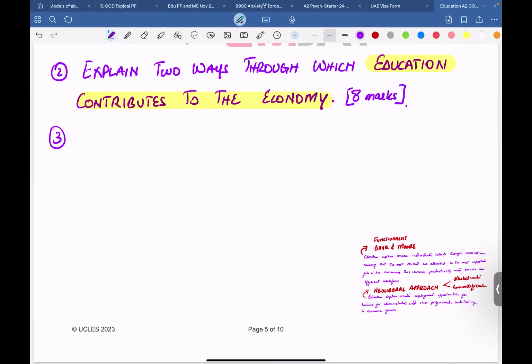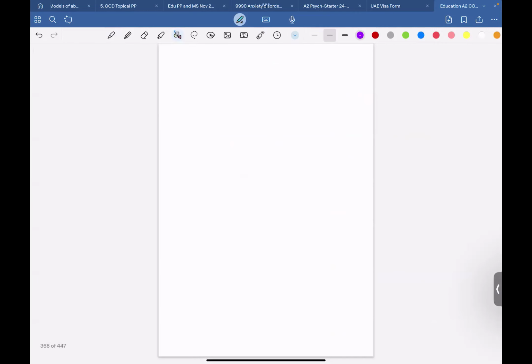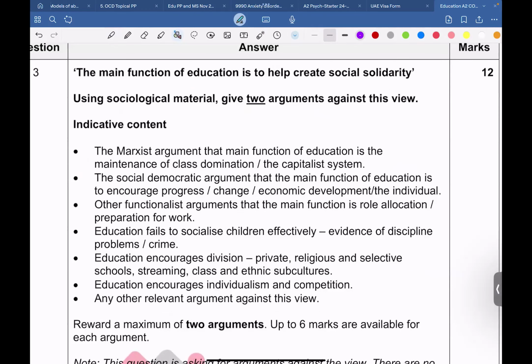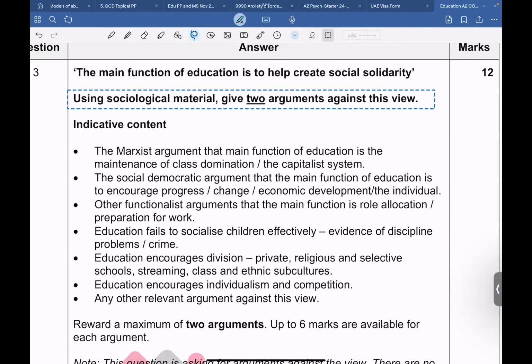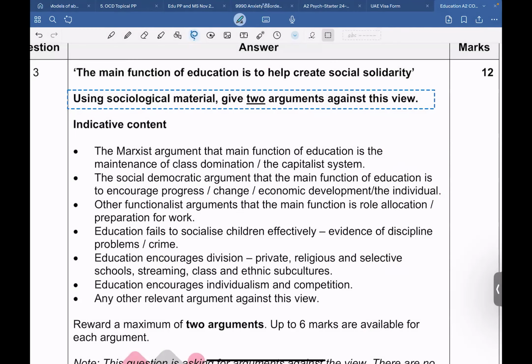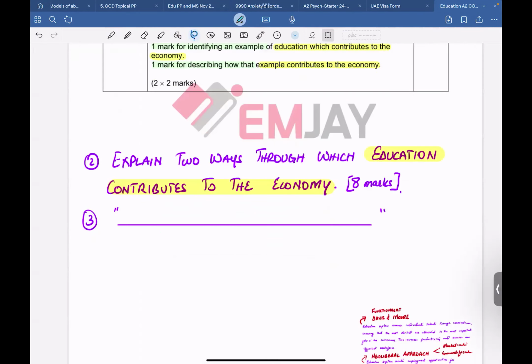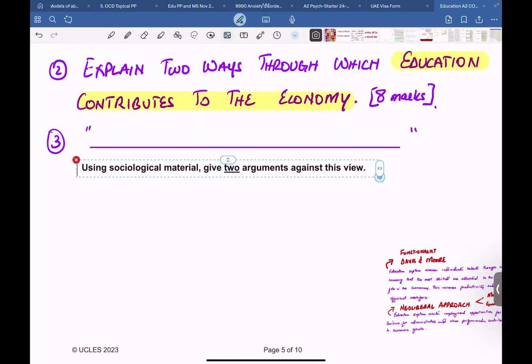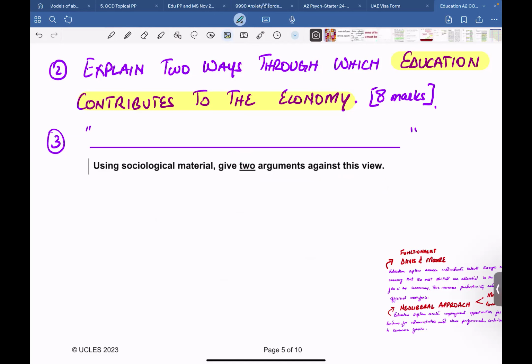Remember, in a 12-mark question, there's a statement that you receive, and after the statement, the question always remains the same. The question would always read this: using sociological material, give two arguments against this view. This is what you get after the statement. So I'll just put this up over here, and I'm doing it all in front of you so that you know how this could actually happen.